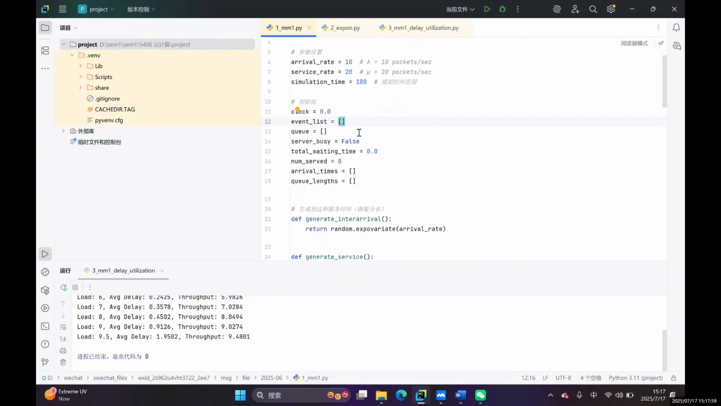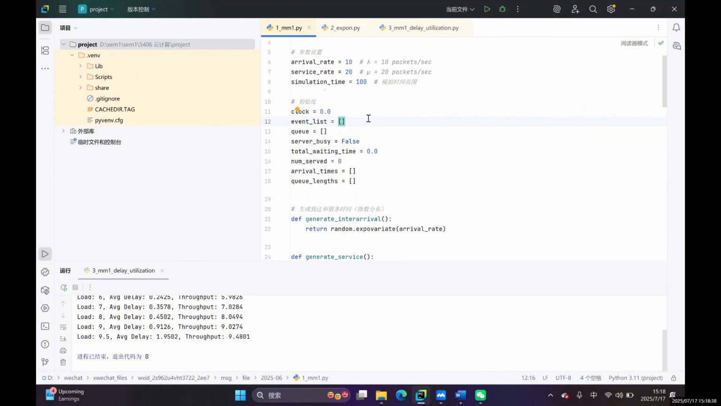Then I set the arrival rate and the service rate. The arrival rate is 10 packets per second and the service rate is 20 packets per second, and the total simulation time is 100 seconds. Once the time equals the simulation time, the simulation will stop. This setting creates a stable system because the service rate is higher than the arrival rate.